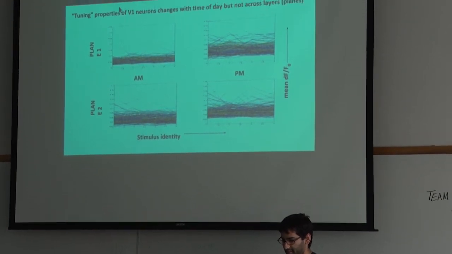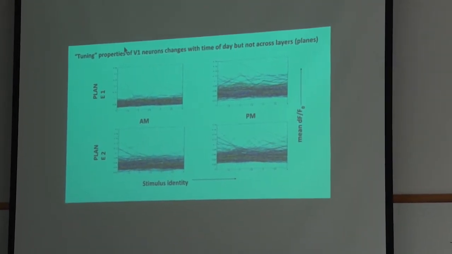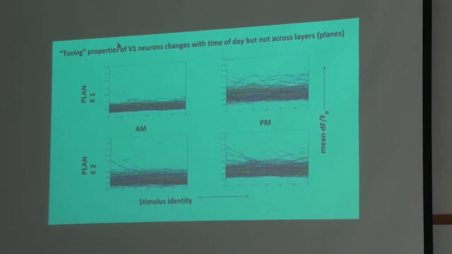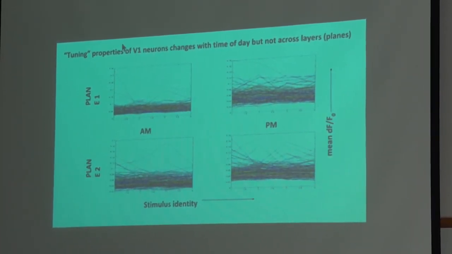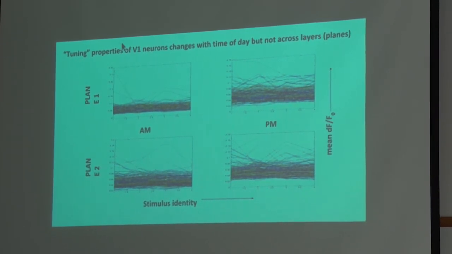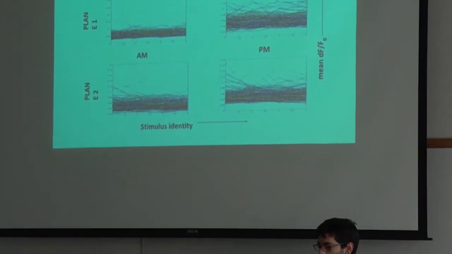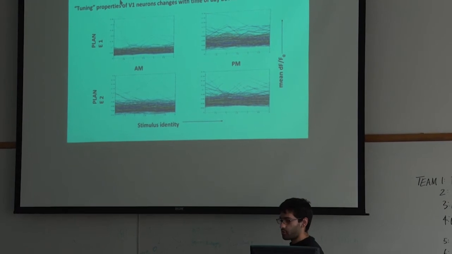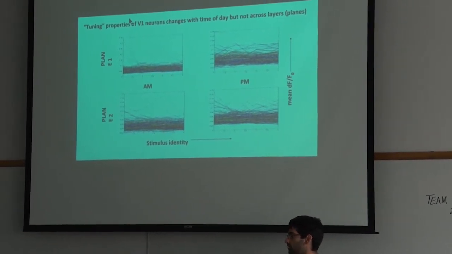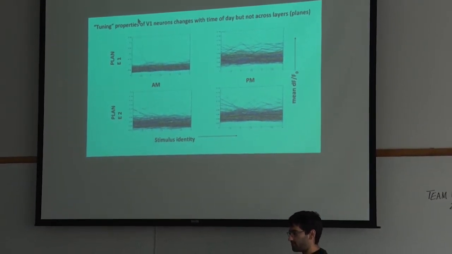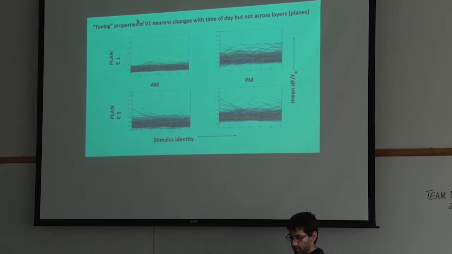Finally, this is just some preliminary work, but we've actually seen that the tuning properties of the neurons change with the time of day, but not across layers. So again, thinking about ways to decode both the layer you're recording from and the time of day using different feature sets and invariant cellular. That's our slides, and I'd like to thank the providers of the data sets and the organizers of the hackathon and all of my team members.